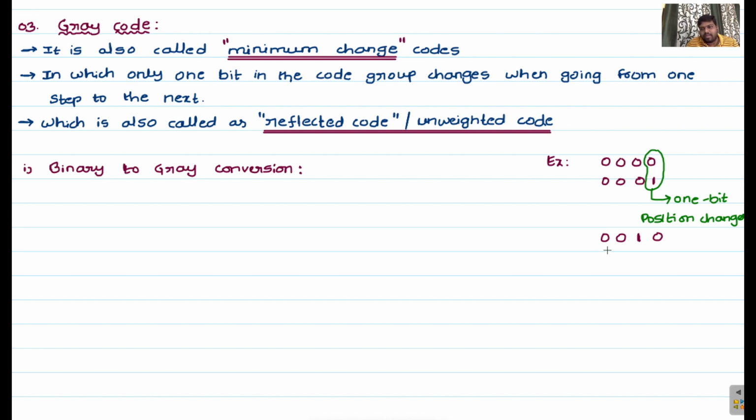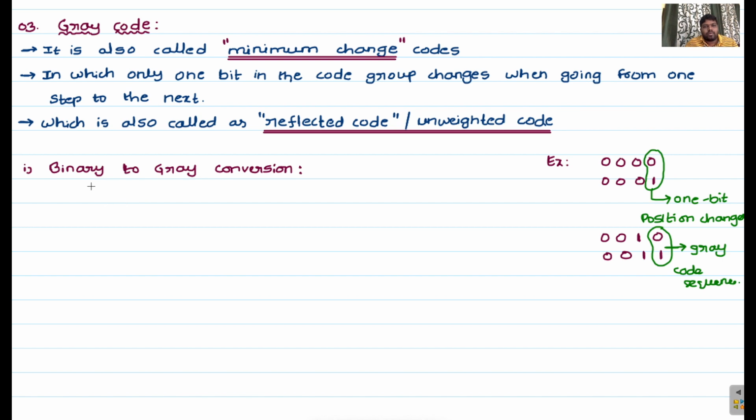For the next step, if I take 0011, the first 3 bits are the same and the last bit changes. Only one bit position changes from one step to the next, so this follows a gray code sequence, which is also called a reflected code and an unweighted code. We have two forms, binary to gray conversion and gray to binary conversion, which can be implemented with the help of a logic circuit that we will discuss in the combinational circuit part.